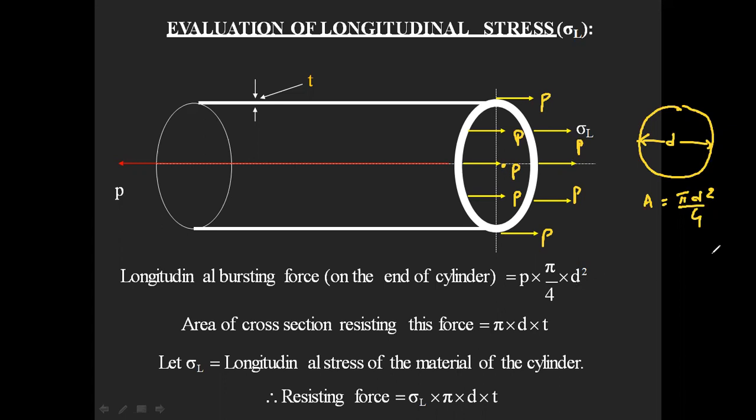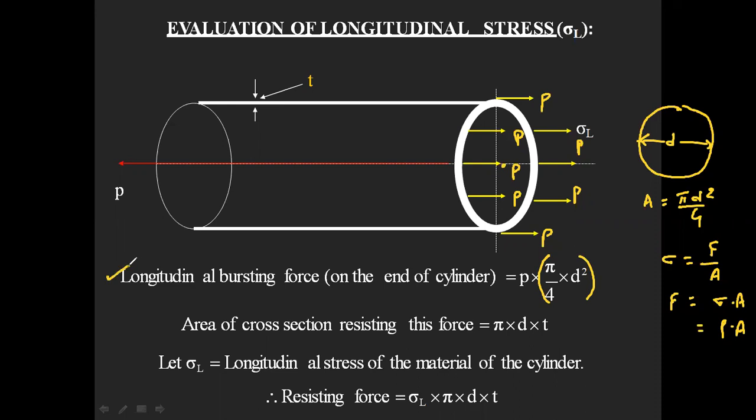Always remember one thing: your stress is equal to force by area. Your force is equal to stress into area. Here, stress and pressure are both the same. So force is equal to pressure into area. Your bursting force is equal to pressure into the cross-sectional area of your cylinder. Now, the area of the cross-section which is resisting the force.